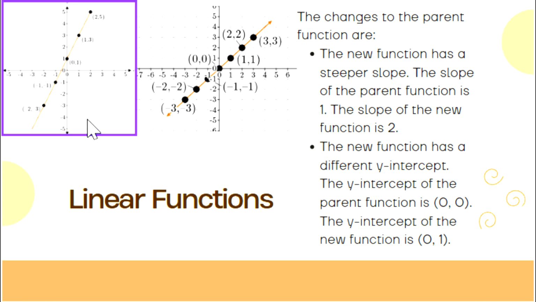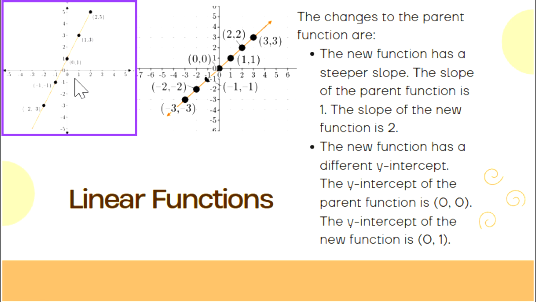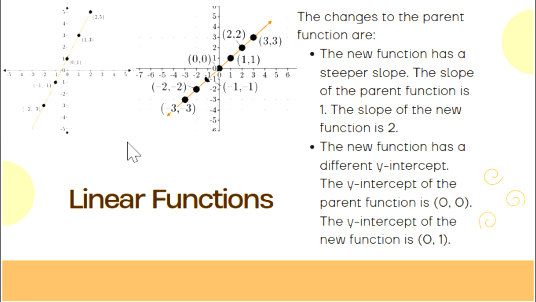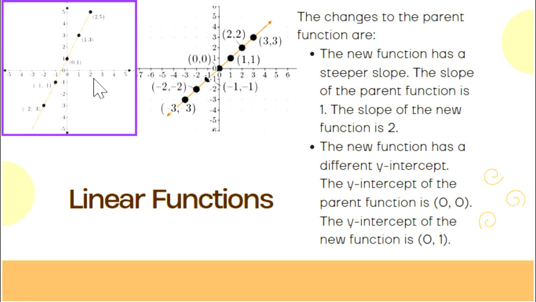The new function has a steeper slope. You can see it's been tilted up, okay? It has a steeper slope. This slope is 1, rise 1, run 1. This one is 2, okay? The slope of the new function is 2. The new function has a different y-intercept. So this intercepts y at 0, this one intercepts at 1.